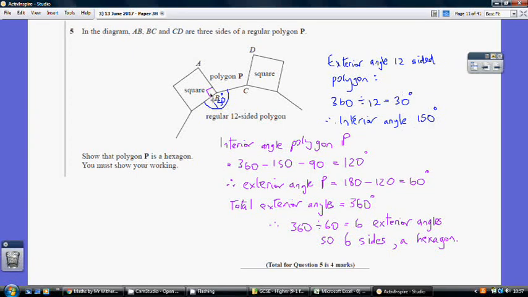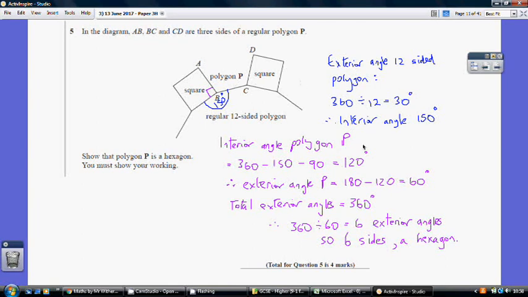Obviously this is a square, so this is 90. So taking 360 and taking away 150 from it and 90 from that, we can see that the interior angle of this polygon is 120 degrees. So this is 120 degrees inside. Now if that's the interior angle of this polygon, then the exterior angle of it must be 180, take away the 120, which is 60.